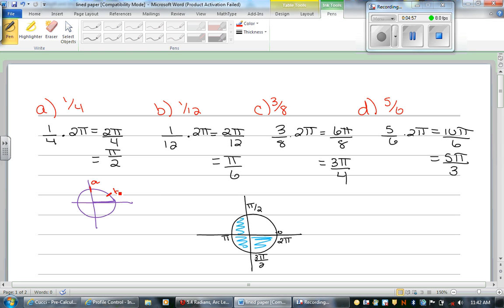3/8 of 2 pi, or 3/4 of a pi. Remember, this is pi. From here to here is pi. So 3/4 of a pi would be about here. Halfway would be 1/4, 2/4, 3/4, 4/4. And then 5 pi over 3 is going to be more than 3 pi over 2. It's going to be about here. So that's about where they fall on that unit circle.